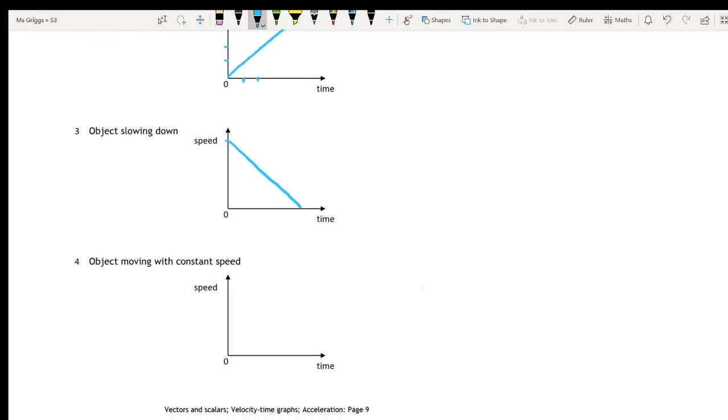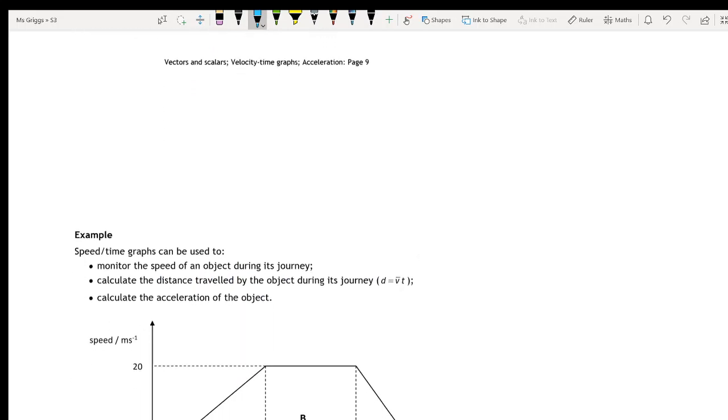And number 5, an object moving with a constant speed. That means it's the same speed constantly. So it might be 10 meters per second, for example. It would just be 10 all the way along. Hopefully you remember that.